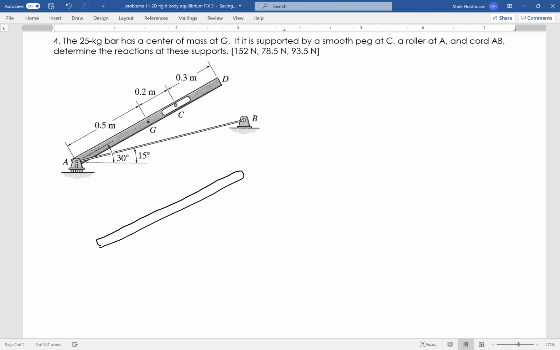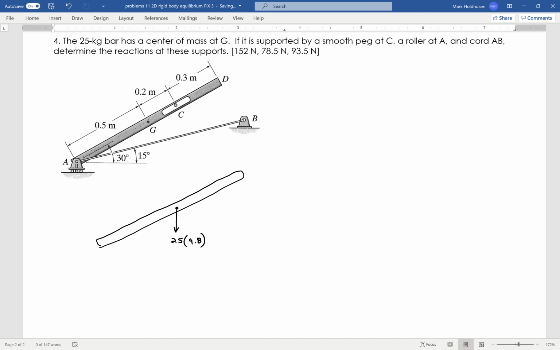And what that's saying is that we can take all those infinite number of particle forces and condense them right down to a single force at a single location, just like we did when we did the equivalent systems. Equivalently, it would be like if all of the force acted right at the center at point G, which I'm going to call 25 kilograms times 9.8. So we've got that load right there.